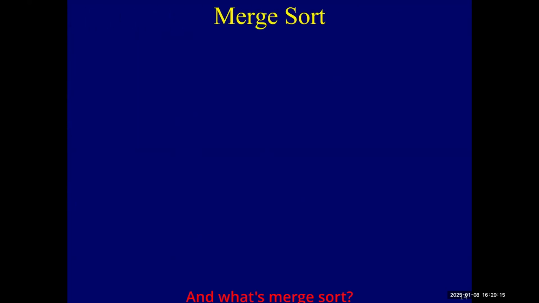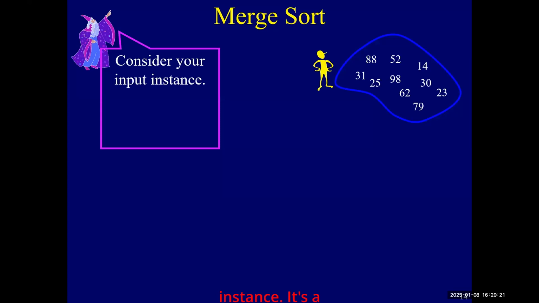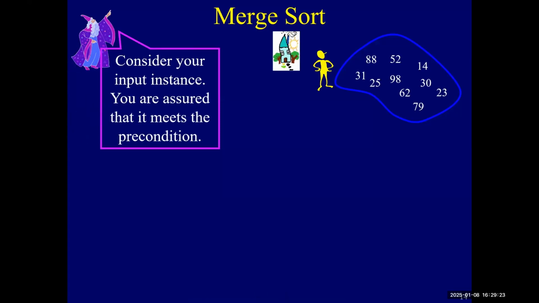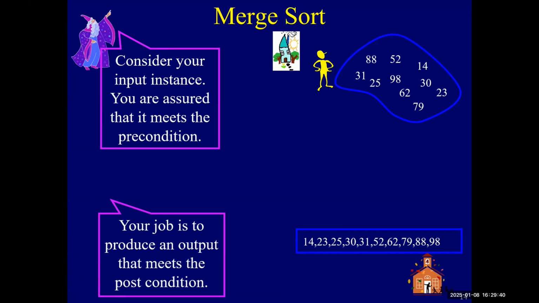And what's merge sort? Well, I consider my instance. There's my instance. It's a collection of numbers, and I'm assured that it meets the precondition, and I need to sort them. So then I think about what my output needs to be. My output needs to be the same numbers sorted. Meets the post condition.